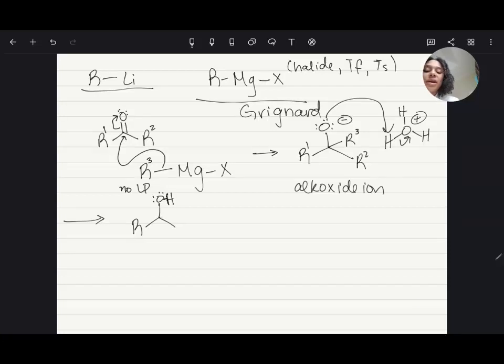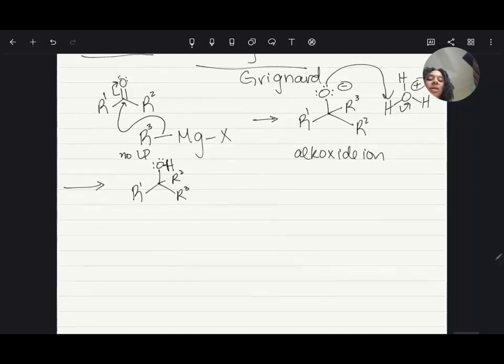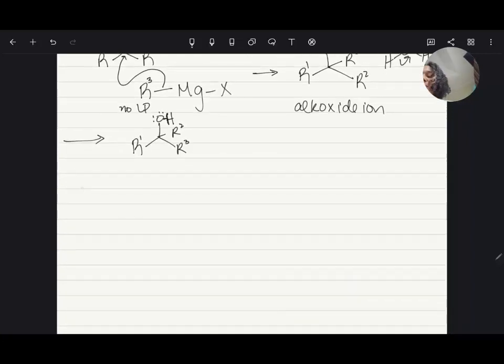So we gain our carbon group. The difference between this and the hydride is that now you're gaining carbon groups. Quick little overview: if I'm adding the hydride, as in sodium borohydride, you can also do the same mechanism with lithium aluminum hydride. It's just way too reactive, so we typically don't use it.